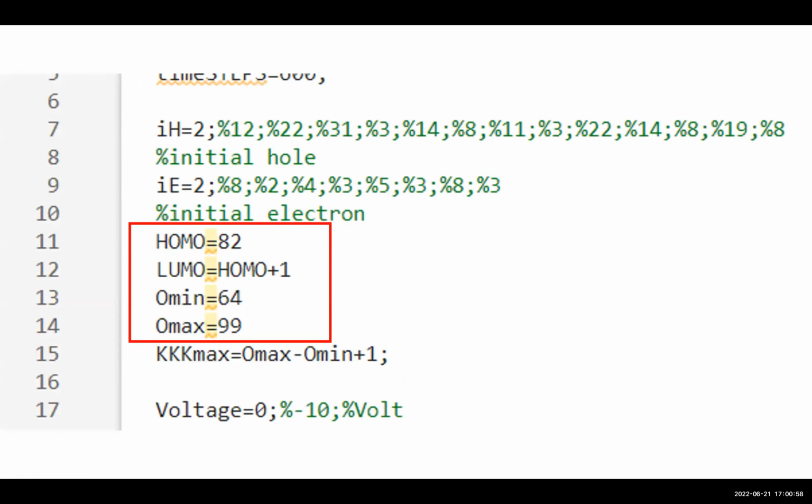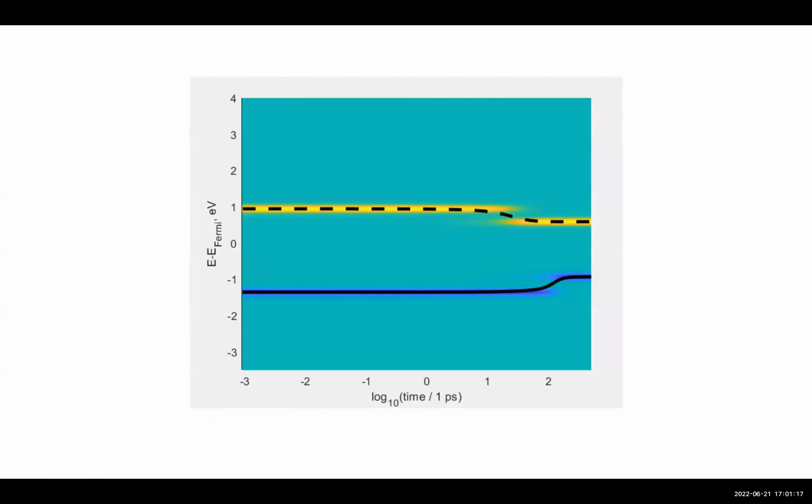So in the MATLAB script, this is in the Redfield script, like the other script, you're just going to need to change this HOMO, this Omin, and this Omax, like I talked about before. That's just whatever your energy pop specifies. We talked about that before.